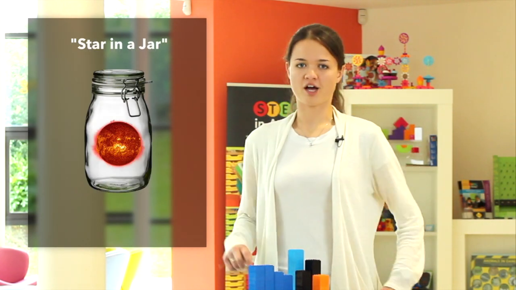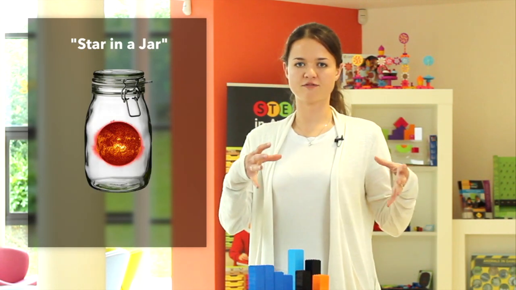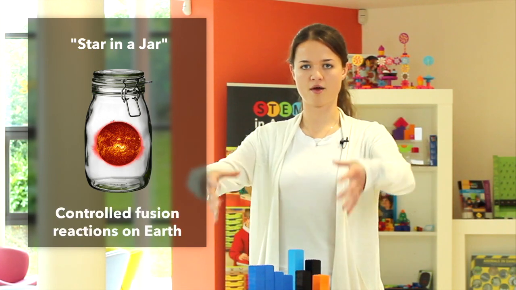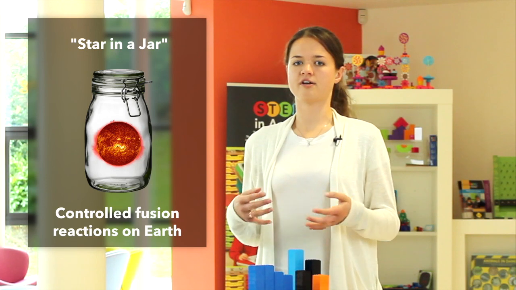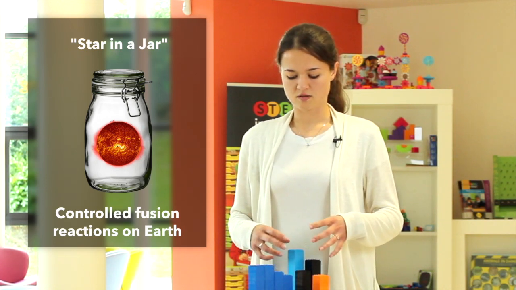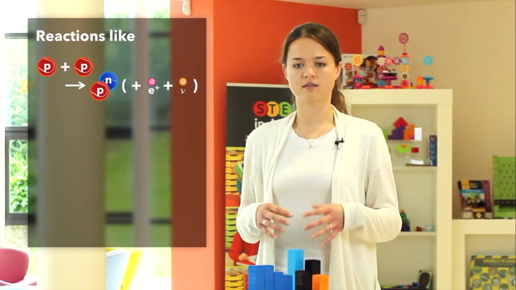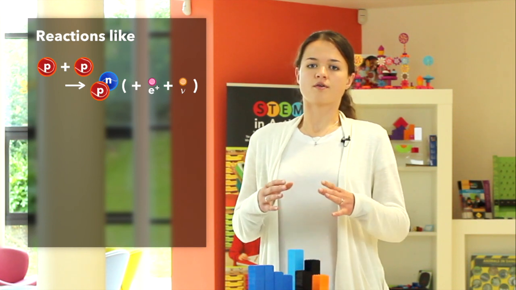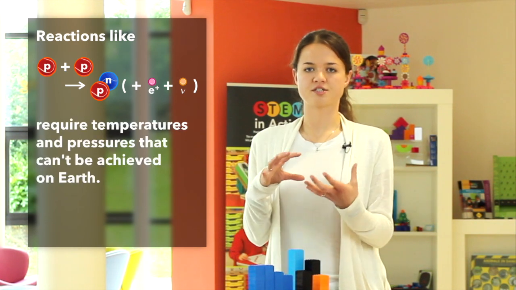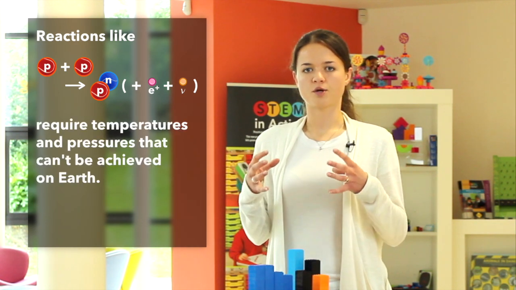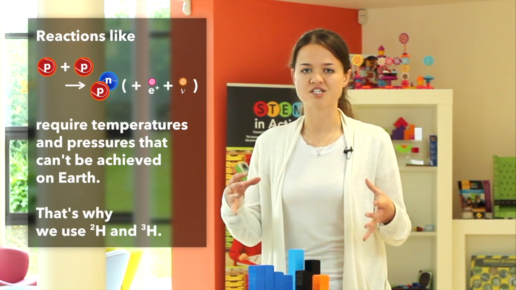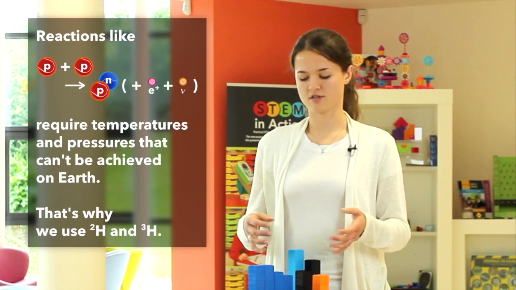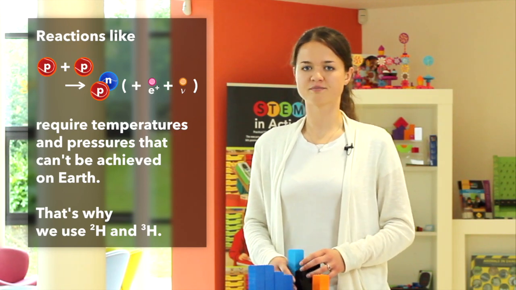We're trying to make what we call a star in a jar. So take fusion reactions and harness them on Earth to create energy, to create electricity. The reactions that happen in stars between hydrogen atoms need much higher pressures than we can get here on Earth. So we have to pick a reaction that's more efficient at temperatures and pressures that we can achieve in the lab on Earth. That's why we pick deuterium and tritium.